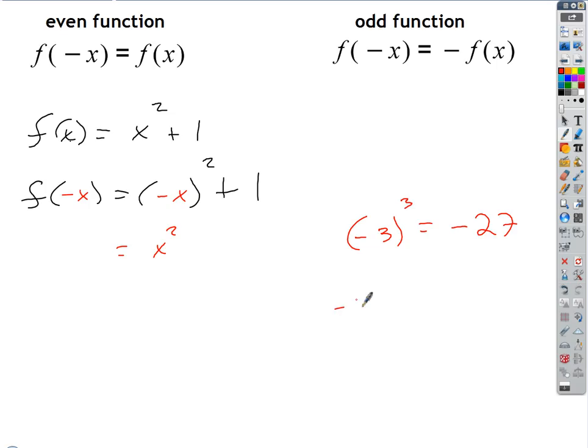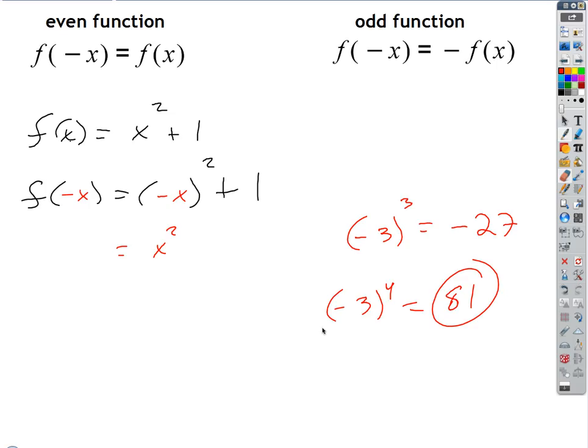But if I take negative 3 to the 4th, I have a negative number to an even power, so what's the sign? Positive. And then 27 times 3 more is 81. Okay? See how that works? Okay, so then look what we get.